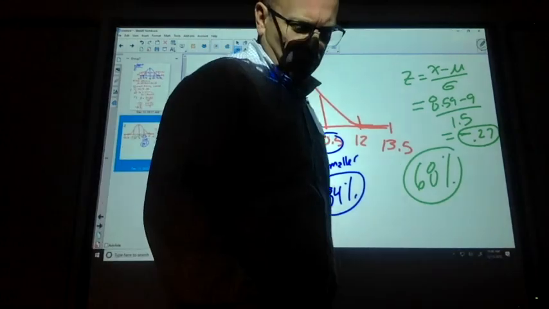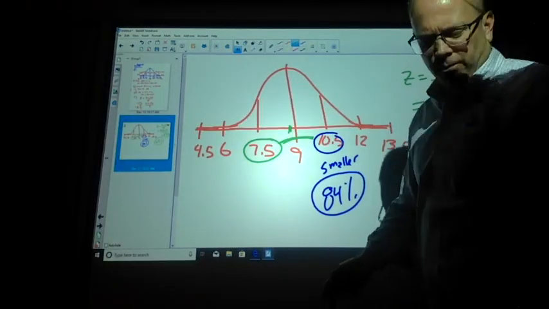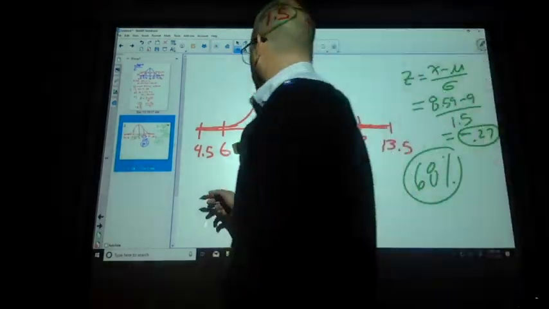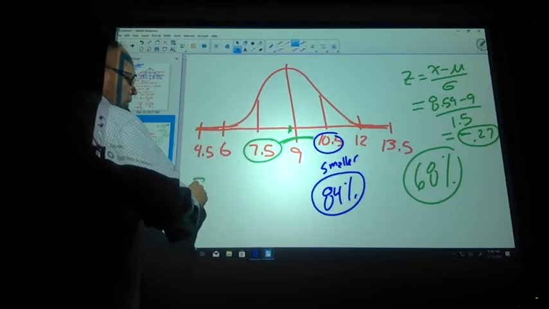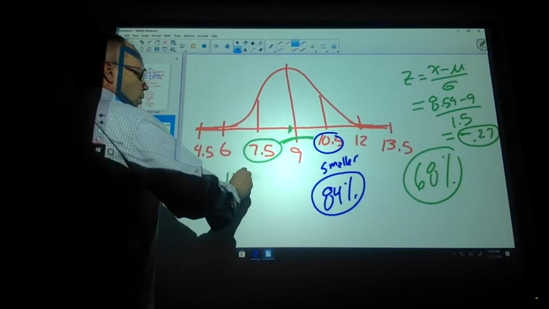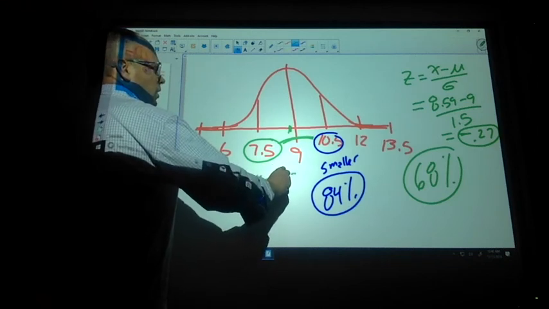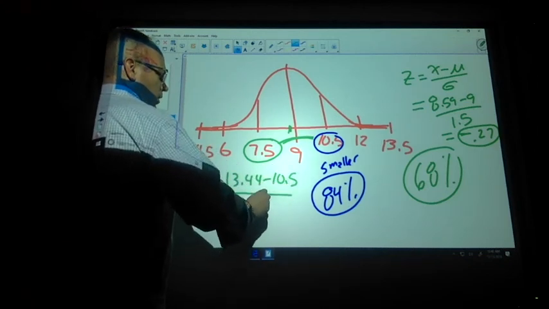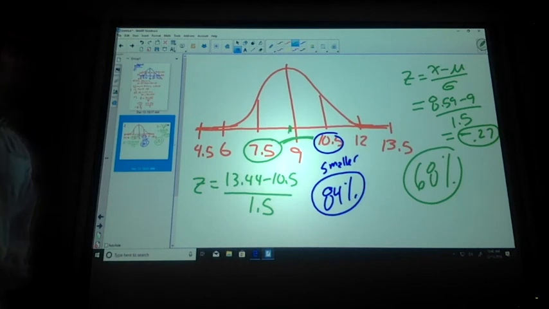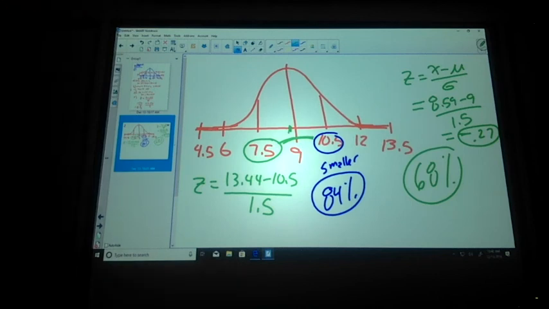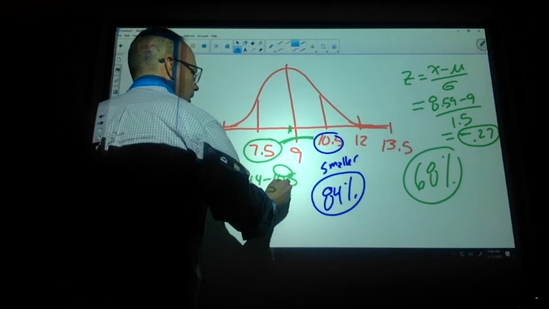And then let's go to the other end of the spectrum. Let's go with the guy with the 13.44 size foot. So still the z-score. So 13.44 minus the average over the standard deviation of 1.5. This should be positive. Why? Because it's larger than the average, to the right of the average. Why did you put 1.96? Oh, that should have been a 9. I'm sorry. You're right.